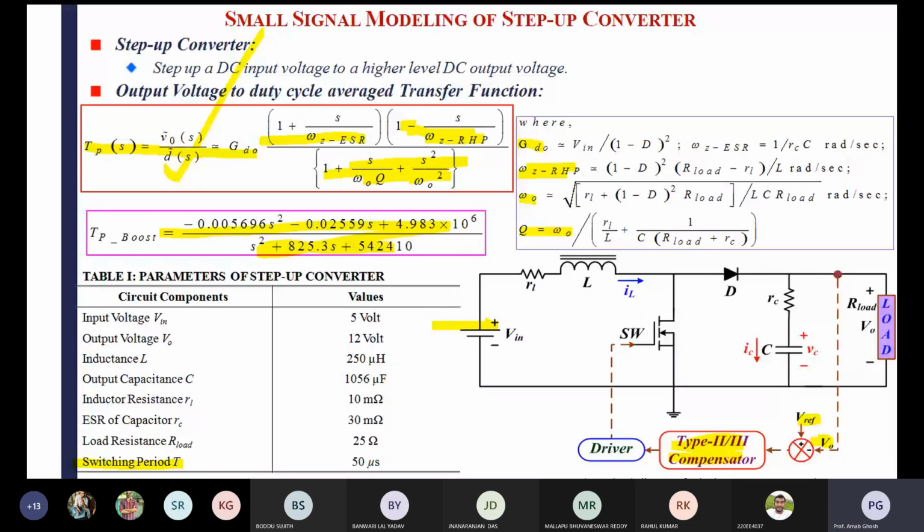Okay, so it's the capacitor and the ESR of the capacitor. All the parameters are given. If you put those values in, you will directly get the transfer function. I am telling you that the boost converter has one problem: it is dealing with the non-minimum phase problem.